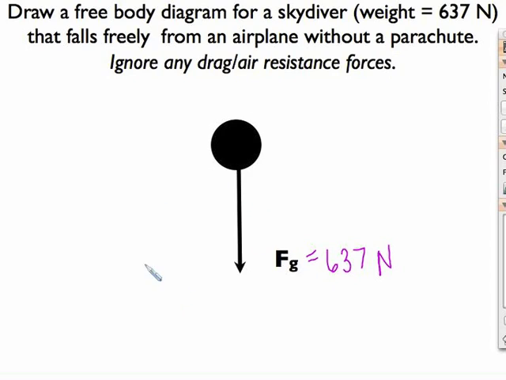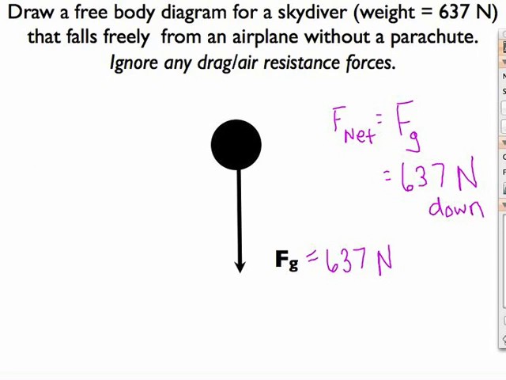Okay, and so the net force acting on this skydiver is just the gravitational force, because that's the only force in our free body diagram. So it's really the only force that's acting on this guy. And so his net force is just 637 newtons down.